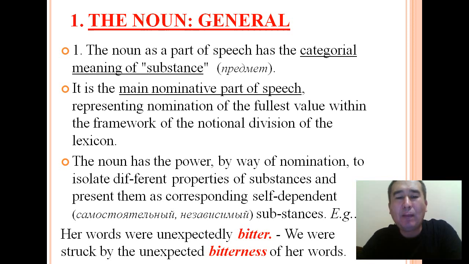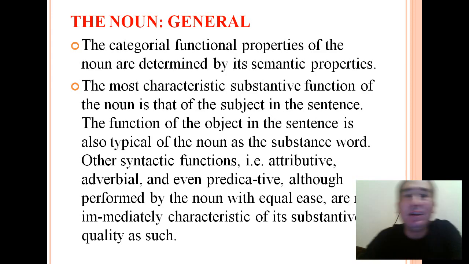We were struck by the unexpected bitterness of her words. So you can see that bitter is adjective and its substance is expressed by the noun bitterness. Now, the noun. The categorical functional properties of the noun are determined by its semantic properties. The most characteristic substantive function of the noun is that of the subject in the sentence. The function of the object in the sentence is also typical of the noun as the substance word.